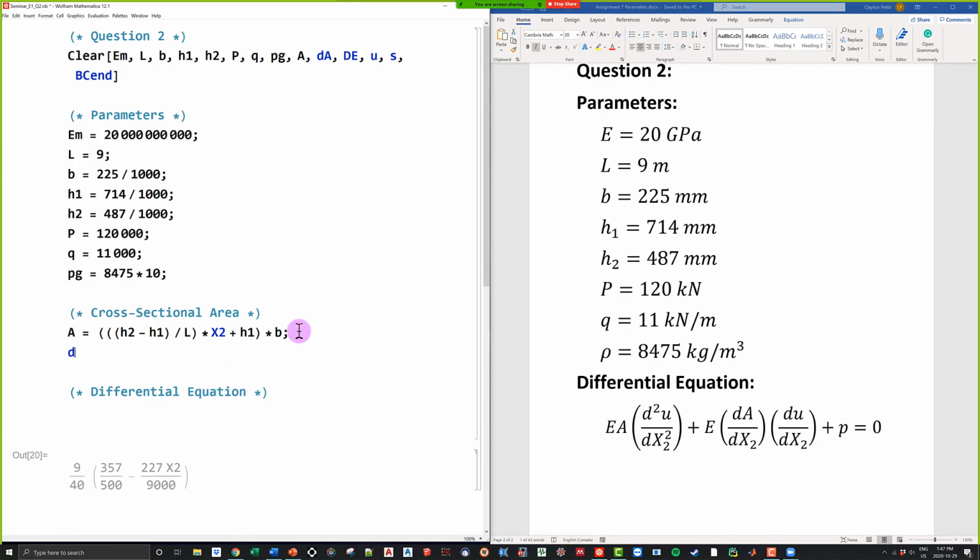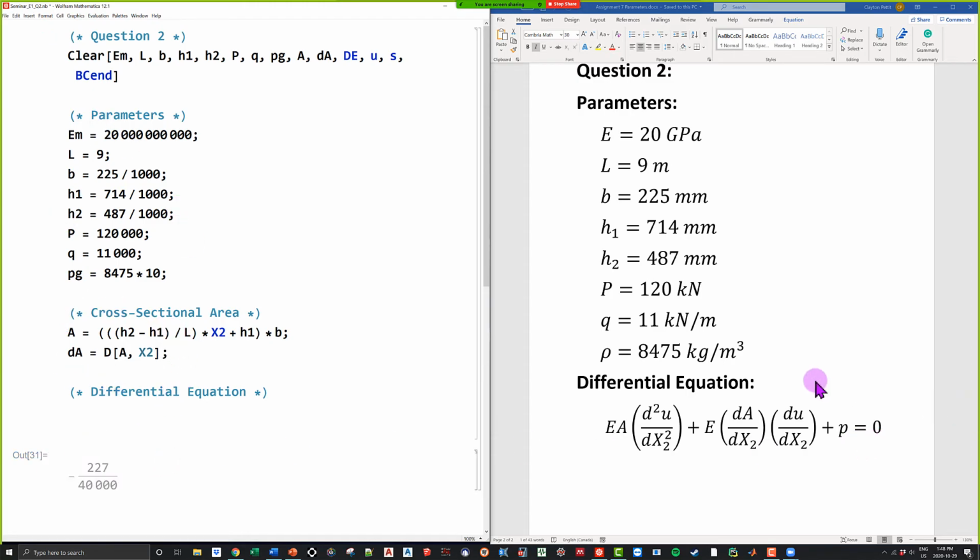I also said that I need the differential of that area function. So I can go dA is simply equal to the derivative. And again, what function do I want to take the derivative of? That's going to be A. And the second part is, what variable do I want to take that with respect to? Well, that's going to be x2. So if I run that out, I'm good to go. I have my dA as a negative number, which is expected.